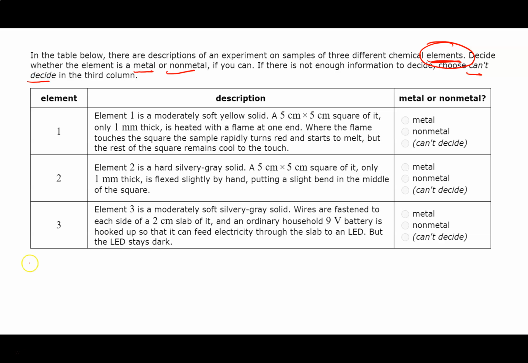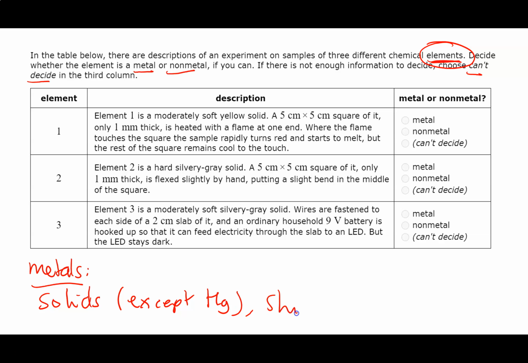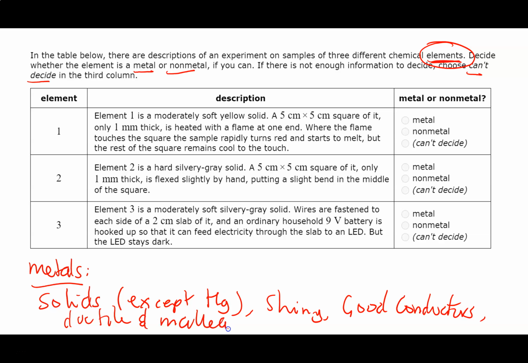So let's think about metals. And what do we know? They're all solids except mercury. They're shiny. They're good conductors. And they are, I'm running out of space here, ductile and malleable. Now, if we think about non-metals, it's kind of the opposite there.